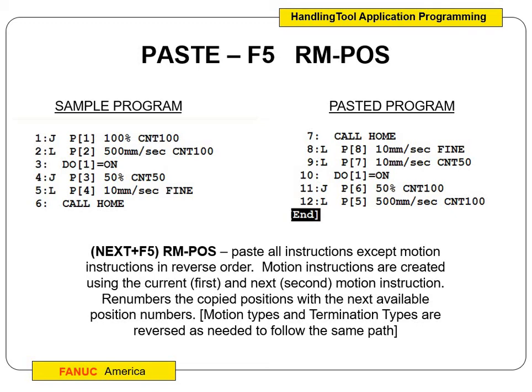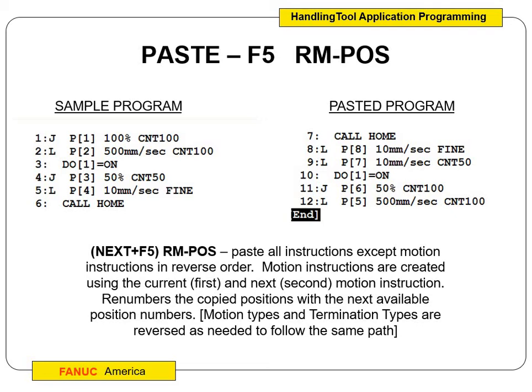So in this case, all the instructions except motion instructions are in the reverse order. Motion instructions are created using the current and the next motion instruction. So it renumbers the copy positions with the next available numbers, just like we did.